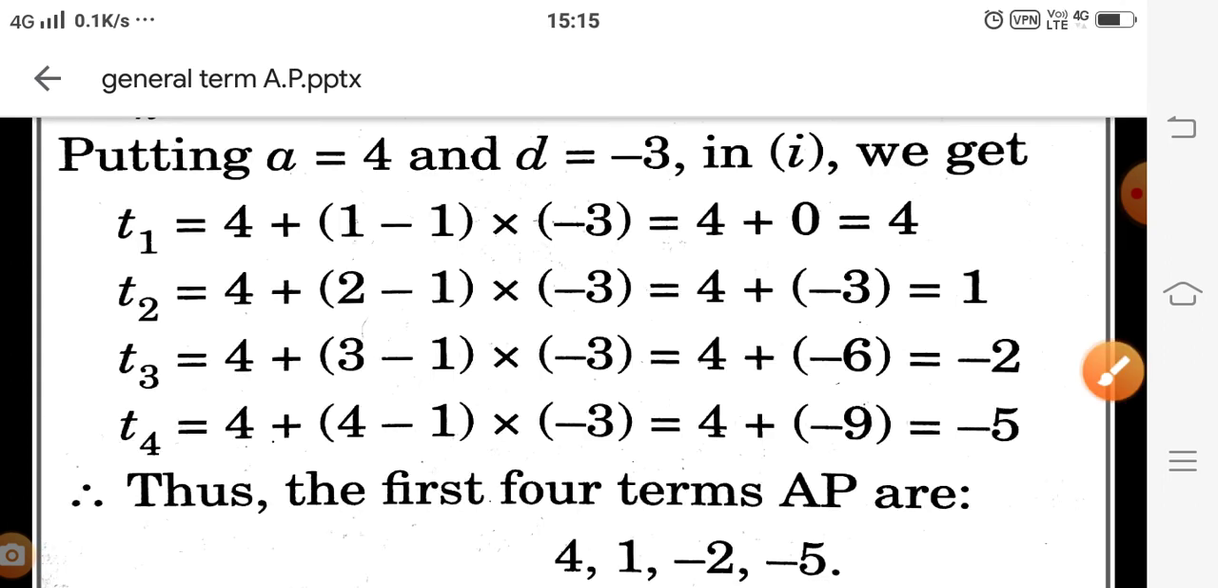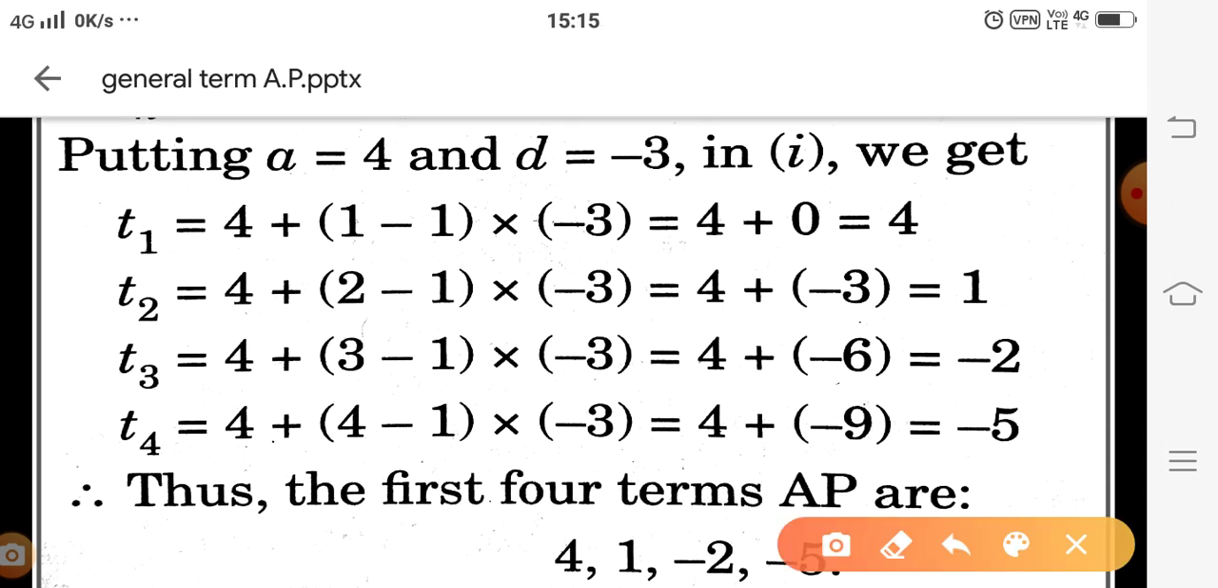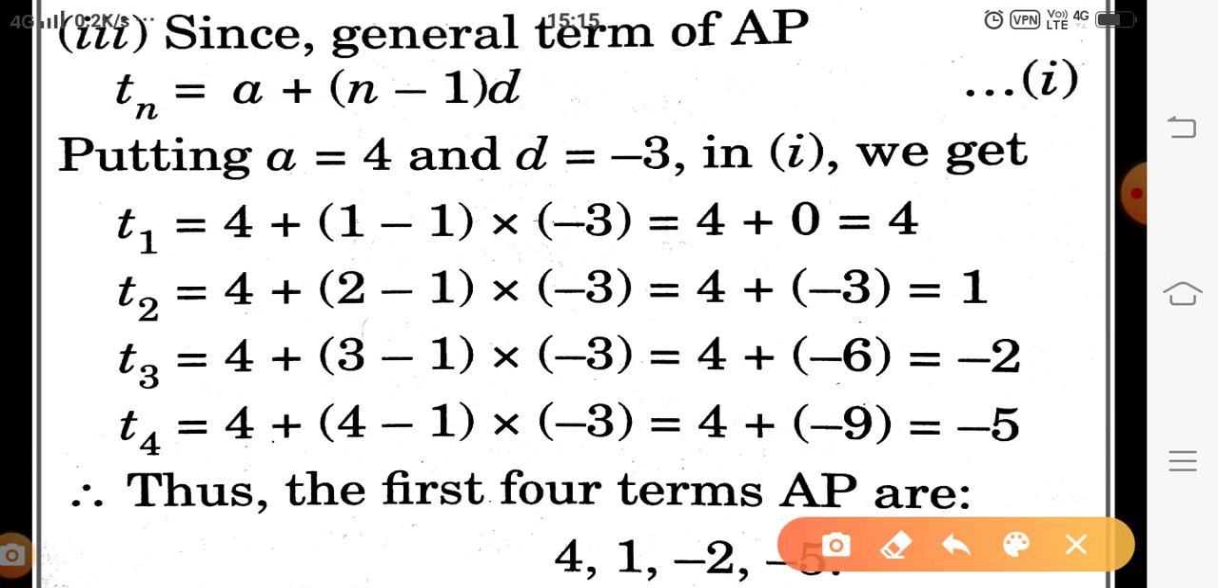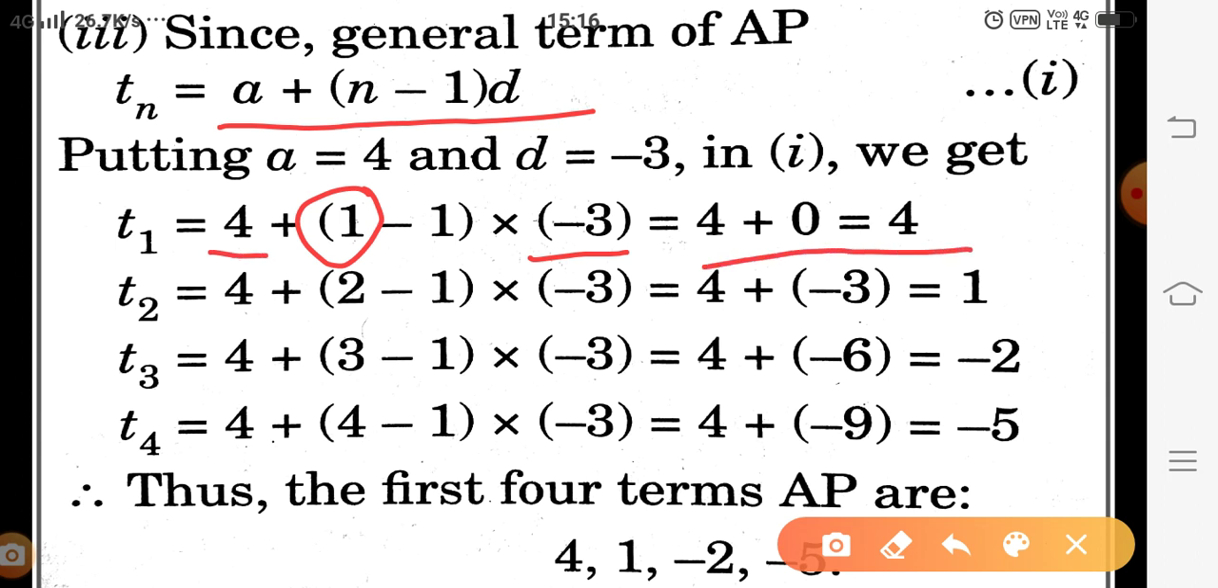Here is the solution, and I am showing it by the general formula. The general formula is Tn equals a plus n minus 1 into d. To find the first four terms, if I put n equal to 1, then 1 minus 1 is 0, and on solving this we get 4, so the first term is 4. In this question the first term, 4, is given, and for finding the next term we add the common difference, that is 4 minus 3, which is 1.